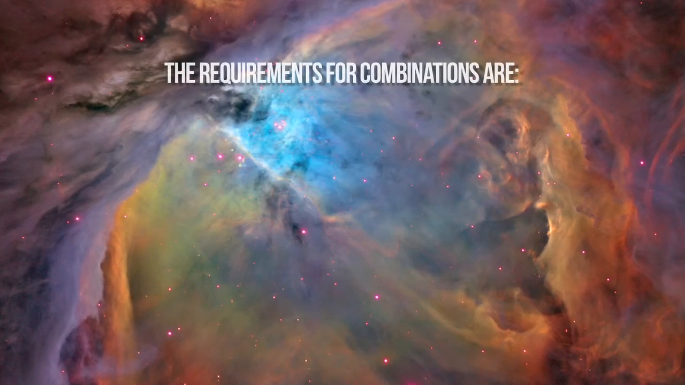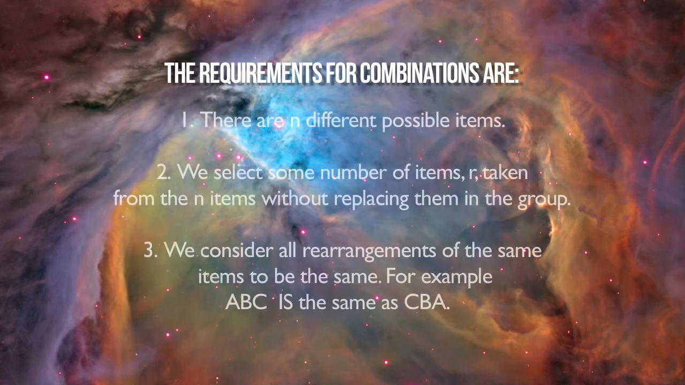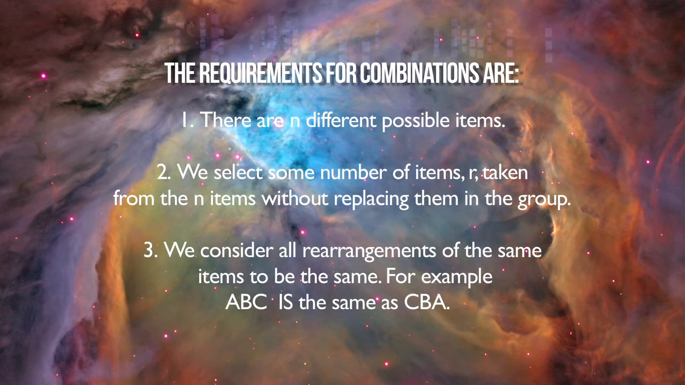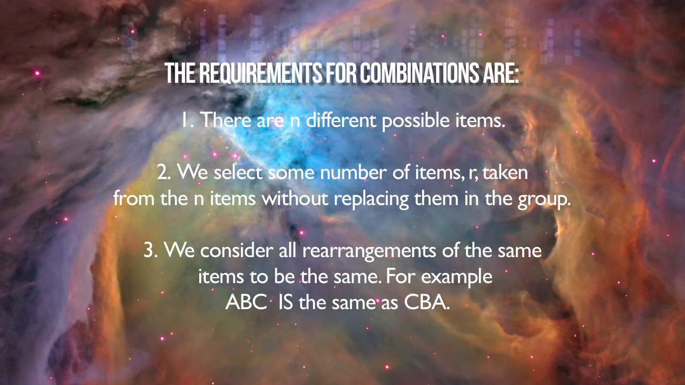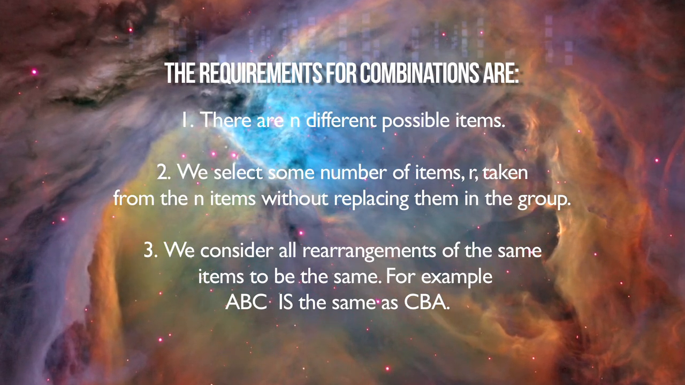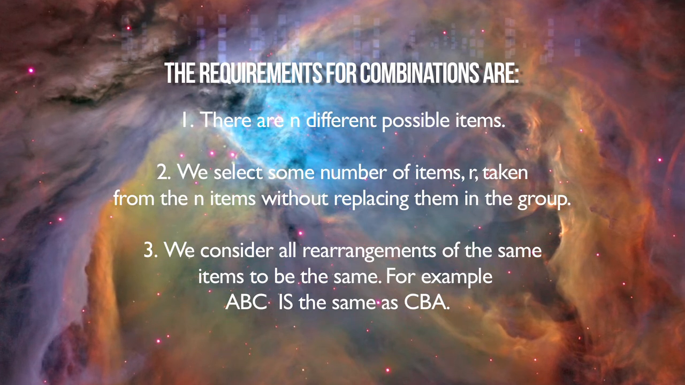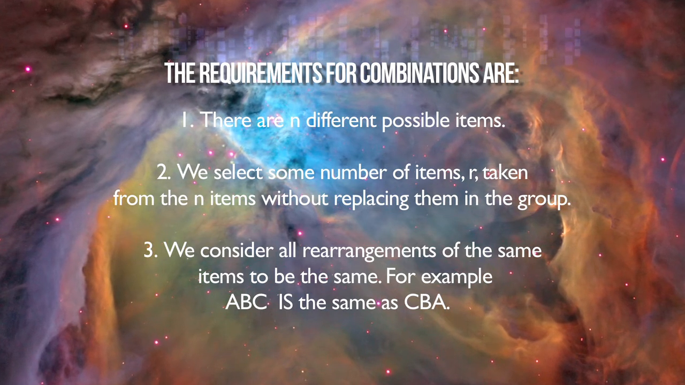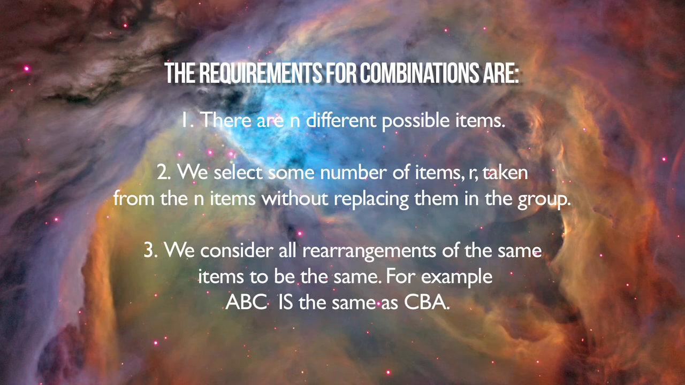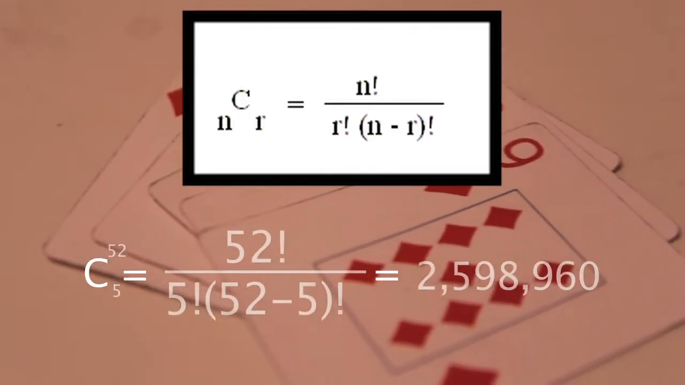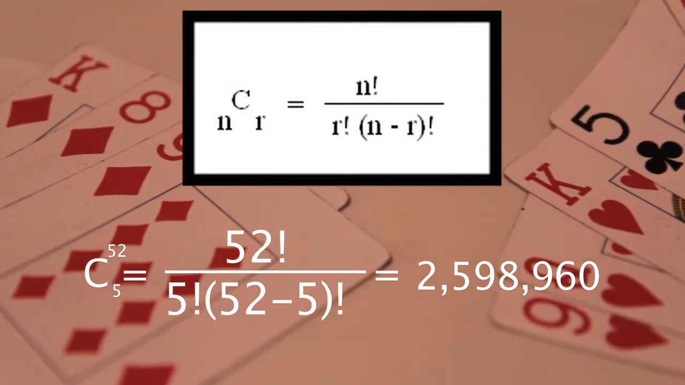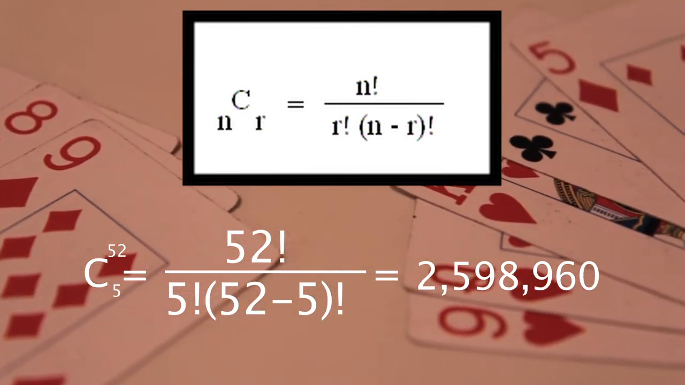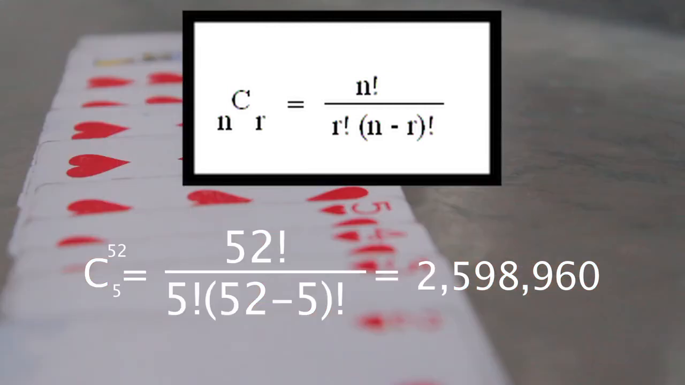The requirements for combinations are as follows. There are n different possible items. We select some number of items r taken from n items without replacing them in the group. We consider all arrangements of the items to be the same. For example, ABC is the same as CBA, generally when order doesn't matter. For example, if we want to find the number of different possible 5-card poker hands, we evaluate this by computing C(52,5). Note that the order of the cards in your poker hand does not matter.